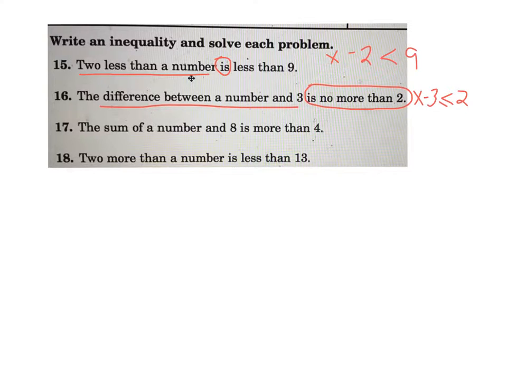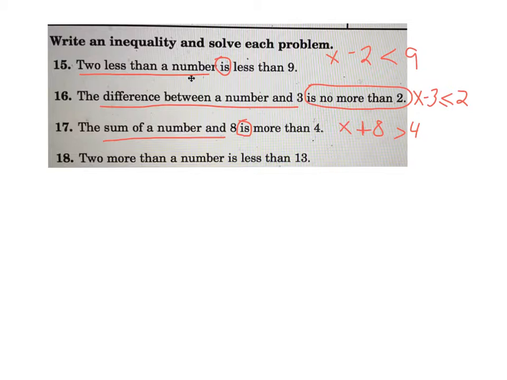For number 17, when they say is more than, well, that means is greater than. So whatever we have is greater than 4. We're here saying the sum of a number and 8. So whatever the number is, sum means addition. So add 8, and it's going to be bigger than 4.